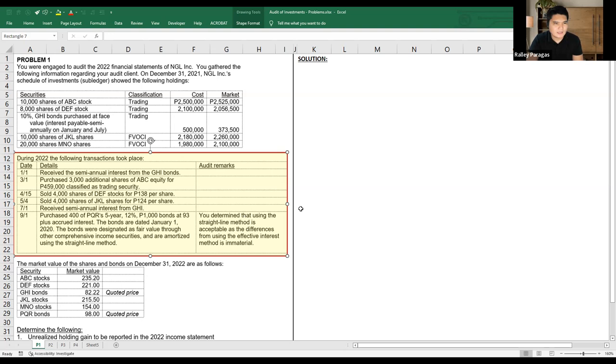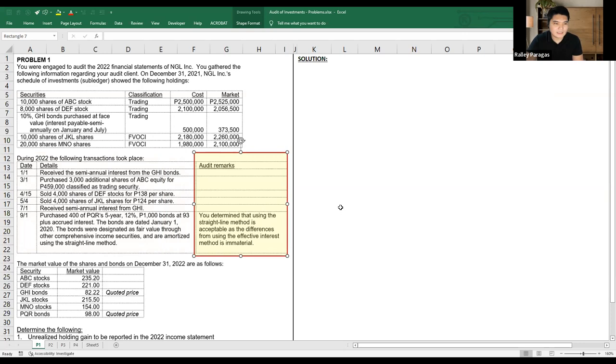Yes. Kasi sabi natin kanina, kapag amortized cost or FVOCI yung classification mo for your debt instruments, yung amortization mo ng premium or discount should be amortized using the effective interest method, hindi straight line. It is required by the standard to use the effective interest method. Pero in terms of audit, specifically for audit, ang sabi dito, okay lang, di ba? Sabi nung auditor, acceptable lang na gumamit ng straight line kasi immaterial.